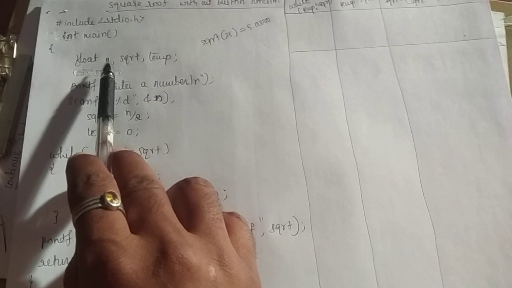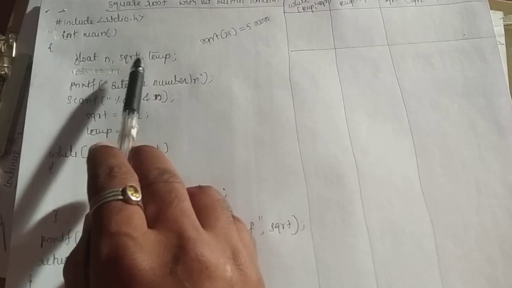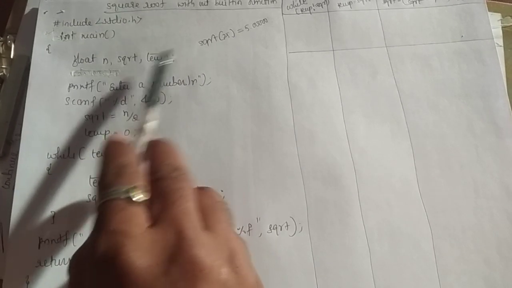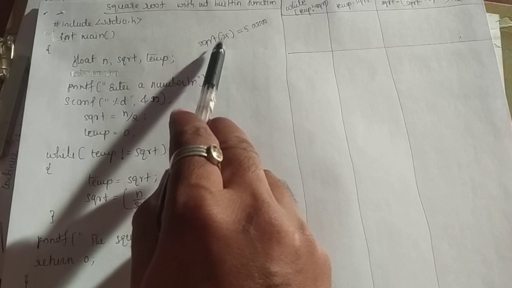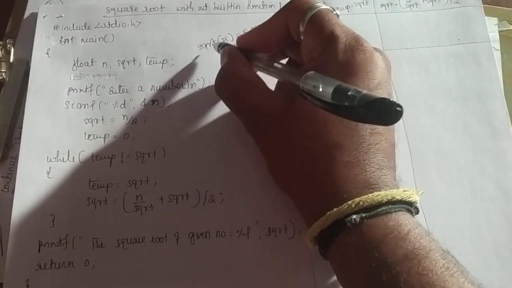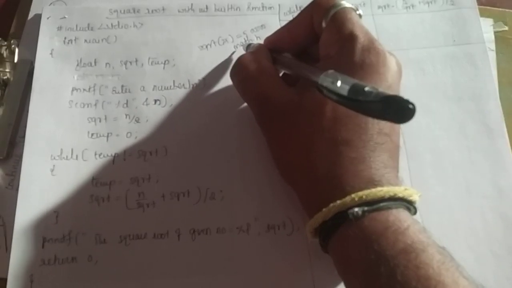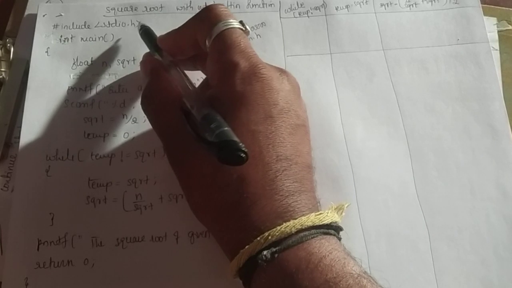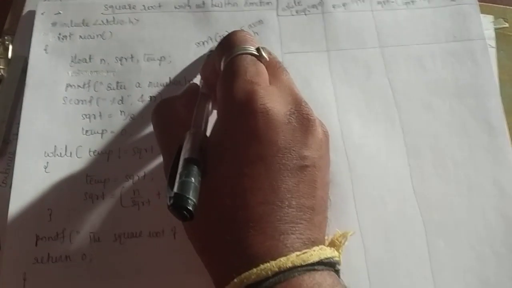Float n, sqrt, temp. Here I am taking sqrt as a variable, and sqrt is also a function, so both are not the same. This is just a variable; that is a function which is stored in math.h. If I want to use the function, I should include math.h, but in this program I am not using any math.h header file. It is a variable, not a function.